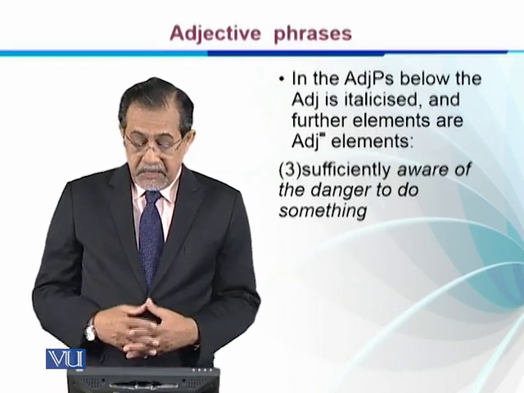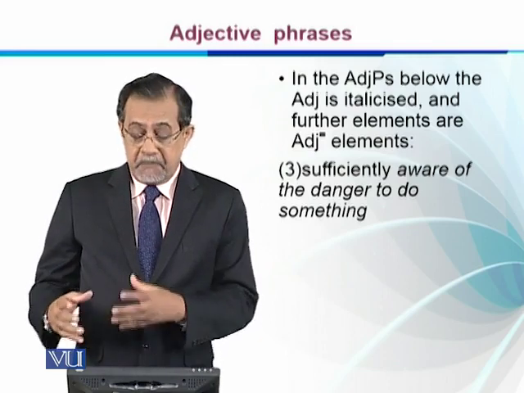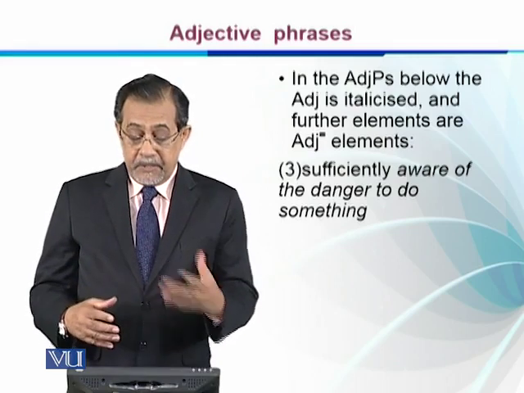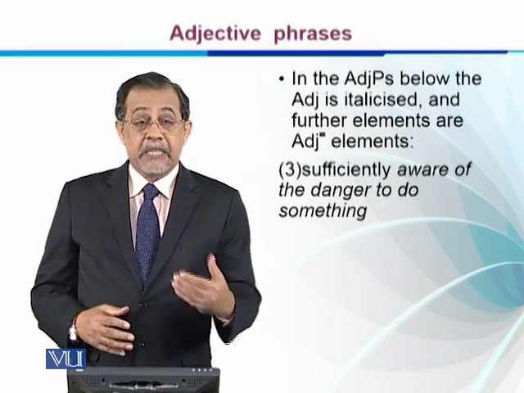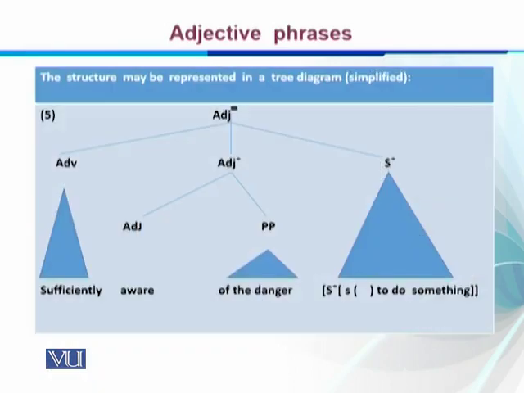For example, "sufficiently aware of the danger to do something." We have "aware of the danger," adjective plus complement, single bar, and "sufficiently" and "to do something" are further elements, adjective double bar. Similarly for "as afraid of nuclear war as her." We can have this same structure in a simplified tree diagram: sufficiently, adverb, and sentence bar to do something are under adjective double bar, and adjective single bar contains aware, the adjective, and its prepositional phrase of the danger, used as its complement, right?